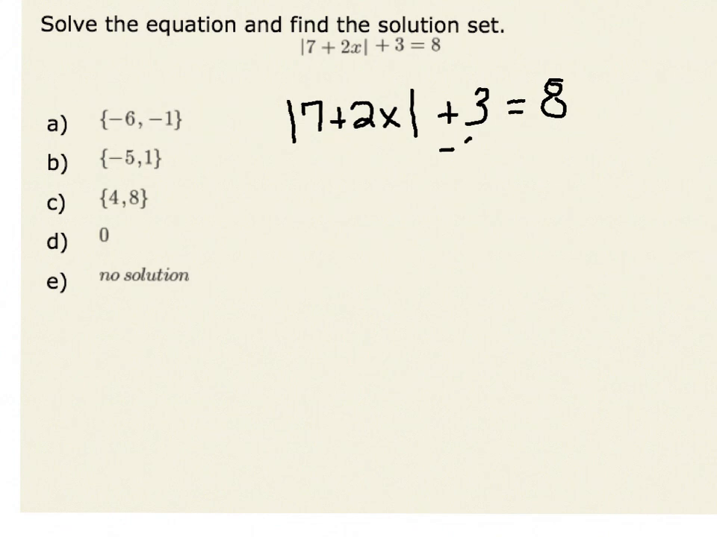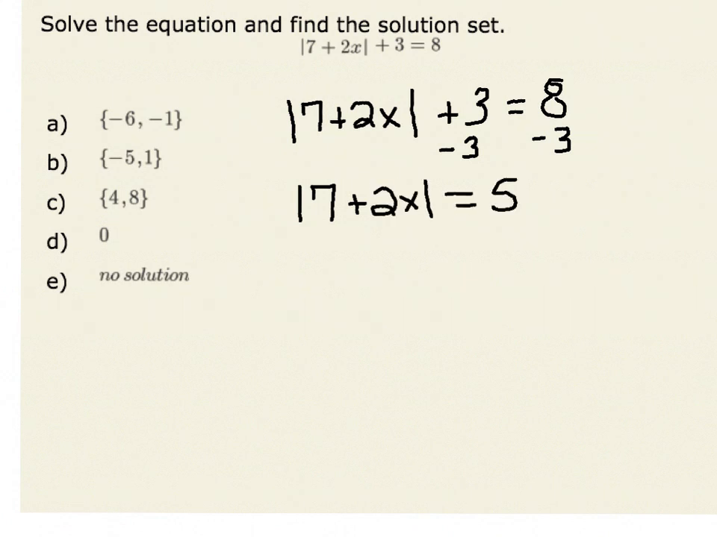We could start by subtracting 3 from both sides of the equation. On the left-hand side, we will be left with the absolute value of 7 plus 2x is equal to 8 minus 3, or 5.